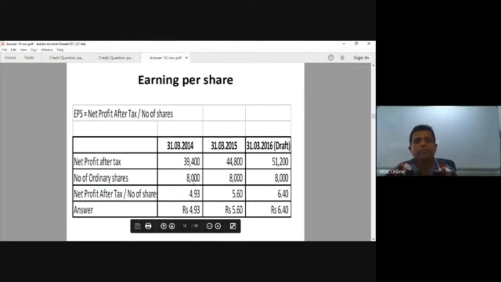Earnings per share is expressed in rupee terms: rupees 4.93, rupees 5.6, rupees 6.4. The higher the rupee value, the better it is. There is an increasing trend as far as this company is concerned.